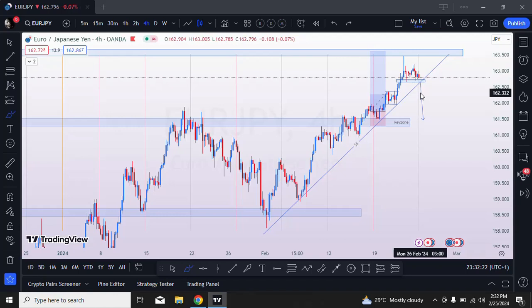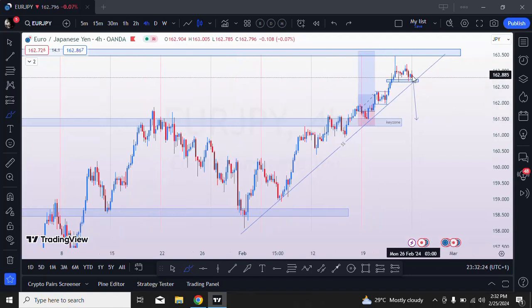What am I expecting? I'm expecting price to possibly reject from this level. Number one, this is a trend line, and this is also a minor support. So I'm expecting price to reject and continue to go back up. That's my number one bias.